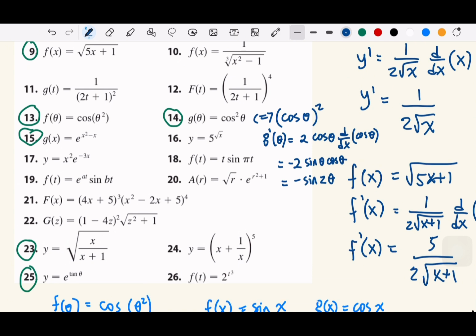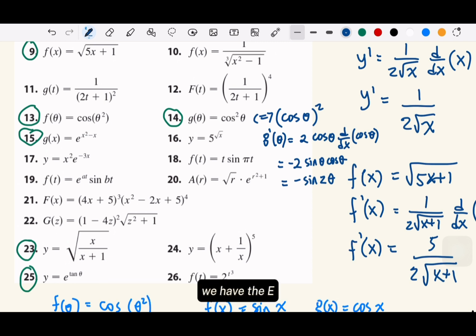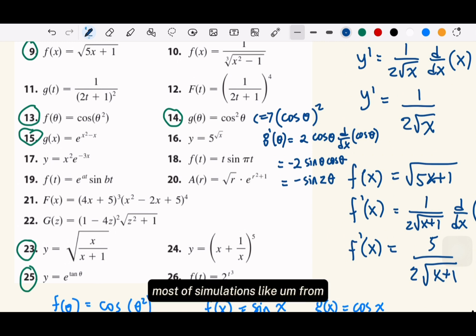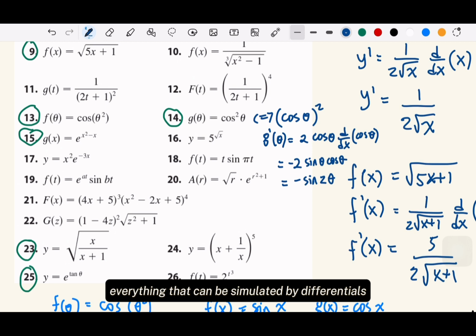Okay, maybe the last one for this page is number 15. All the numbers, I think you can try on your own. You can practice. So number 15: we have e with the power of x squared minus x. Remember, e is another function that is quite unique, because every time you derive, you will see another e. This is quite useful, and because of this, most simulations related to differential equations, like any physics phenomenon that can be simulated by differentials, usually use e for the solution, because you can derive and integrate, and it's still e.